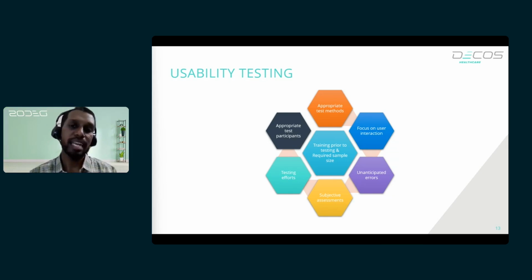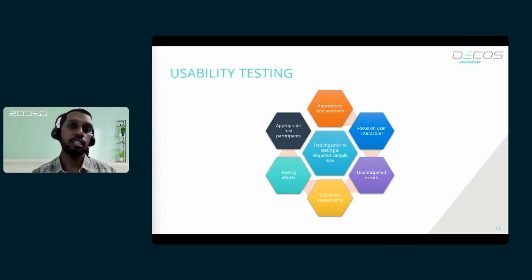And apart from the anticipated errors, we also have a possible source of unanticipated errors. There is always a possibility for unanticipated errors to occur, right? So here we'll be putting forth multiple testing methods and multiple analyses so that whatever possible unanticipated errors can occur will also be identified. And the next is going to be subjective assessment.